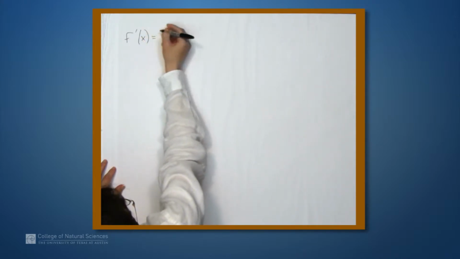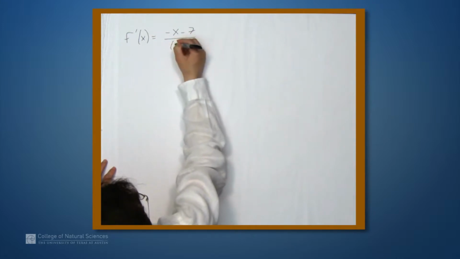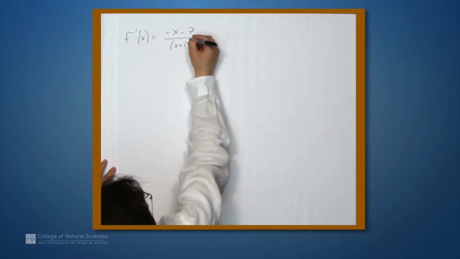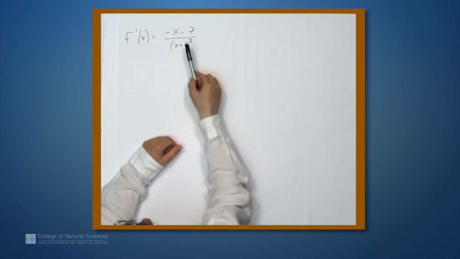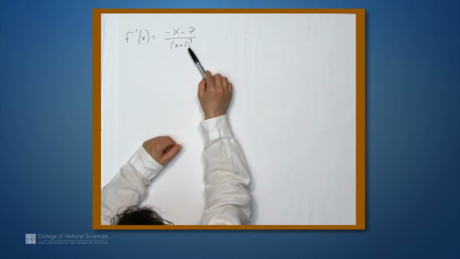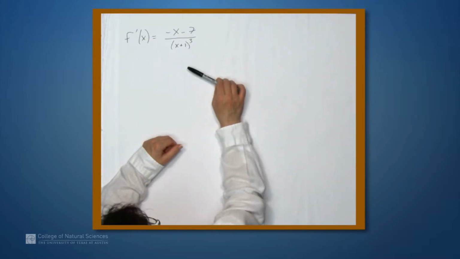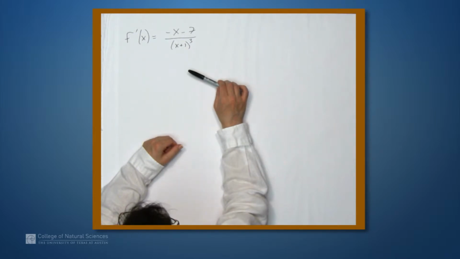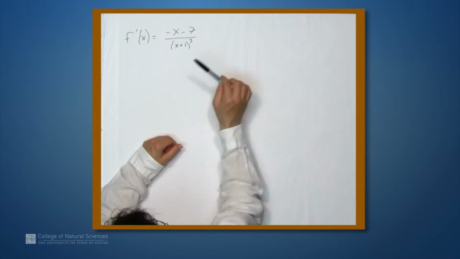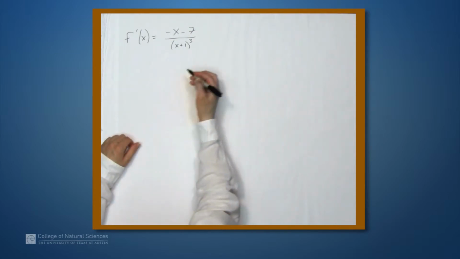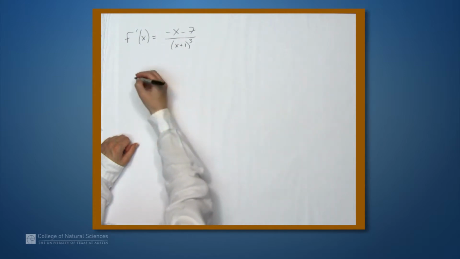So let's write the derivative once more. It's (negative x minus 7) all over (x plus 1) to the third power. Now this is a ratio of two things. A ratio of two things will be positive if the top and the bottom are both positive or both negative, and it will be negative if the top and the bottom have different signs, right? If one of them is positive and the other is negative. So let's figure out where the numerator is positive and negative and where the denominator is positive and negative.